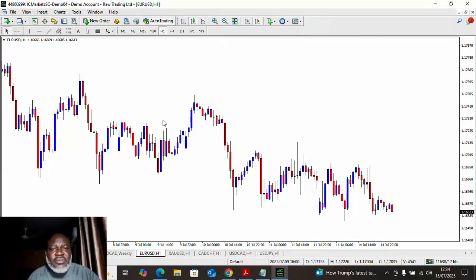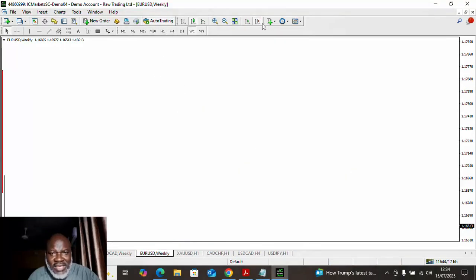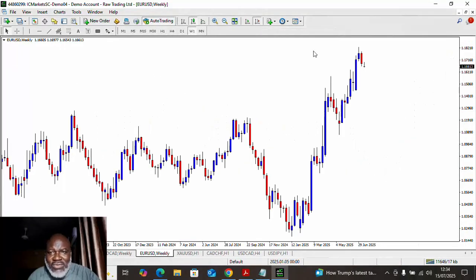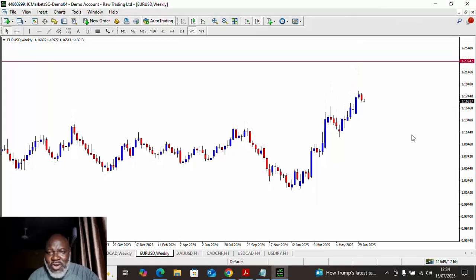But again, this is consistent with what we see on the weekly time frame. But we said that there is a lot of room to the upside to cover. So we still need to put that into proper perspective.